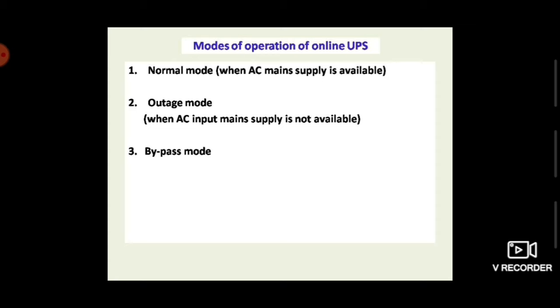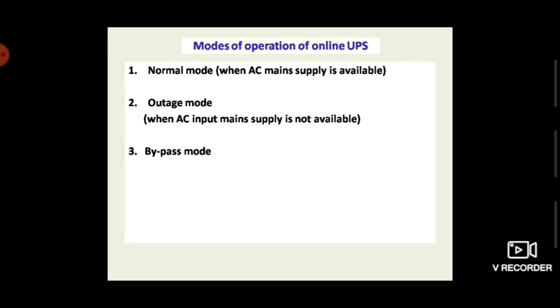The first mode is normal mode. What is this normal mode? When the AC main supply is available, the main supply feeds the load through the rectifier inverter combination. The output of the rectifier keeps the battery in charged condition. So it is the normal mode.